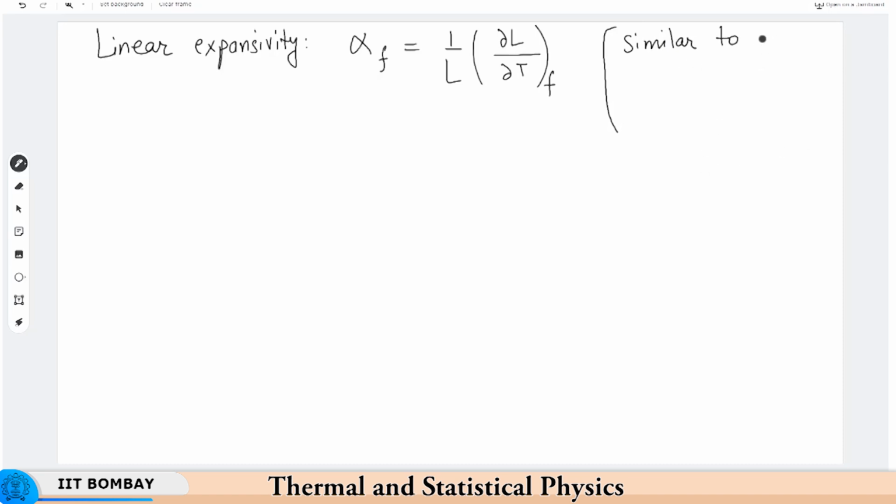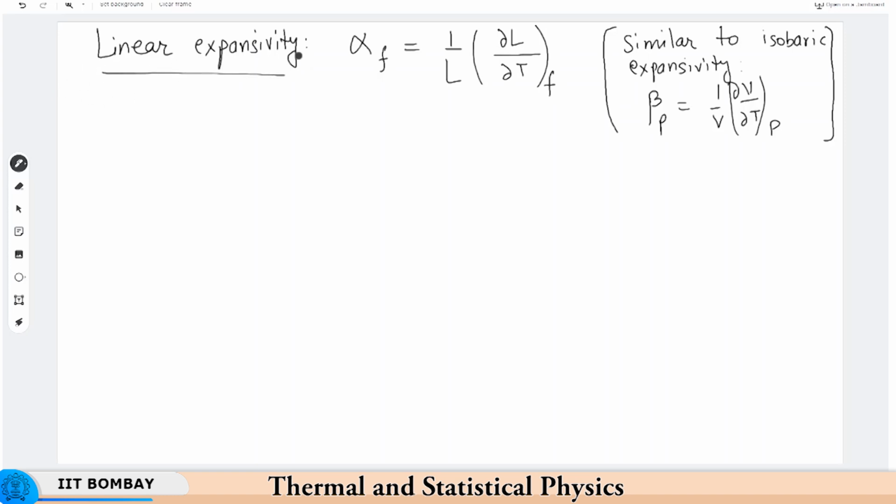We defined the isobaric expansivity two classes before, which we denoted by the symbol beta p, and this is the fractional change in volume of the gas as we increase its temperature while keeping the pressure constant. It is in the same spirit that we have just applied this definition to a linear system, since we are dealing with rods and giving them tensile forces, tensile stresses. So, we define another quantity which is linear expansivity.